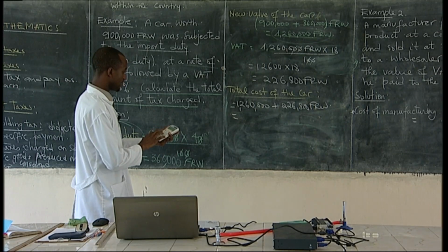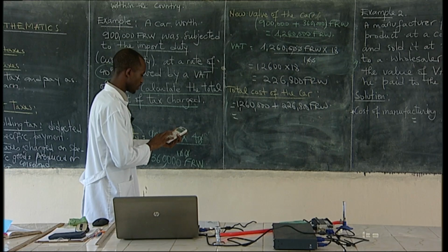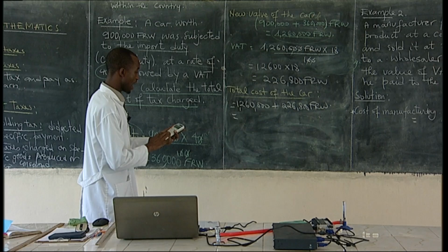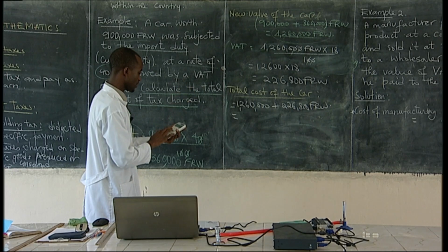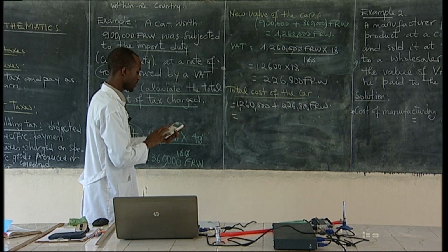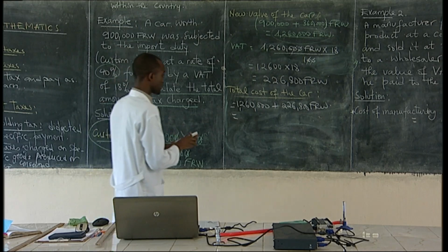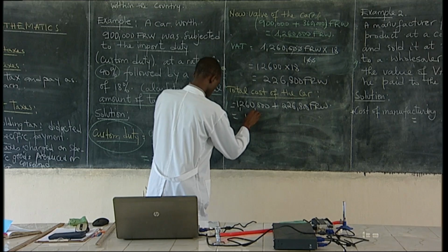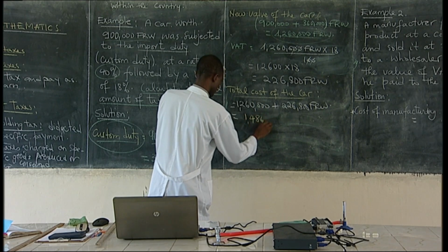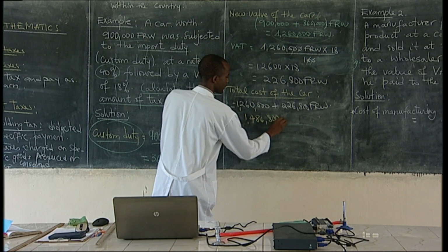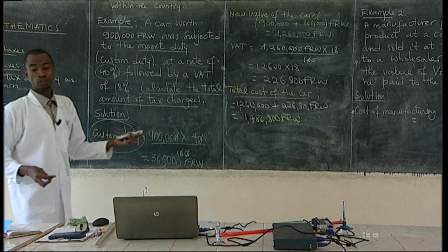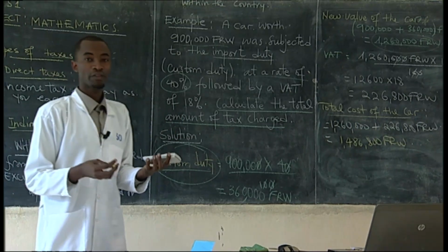When you add 1,260,000 and the VAT, 226,800, you get 1,486,800. So this is the total cost of the car.